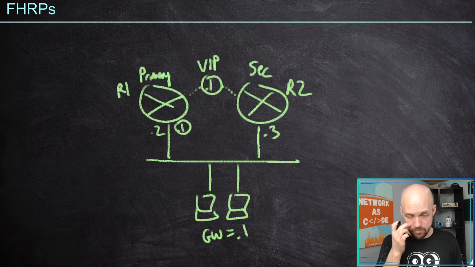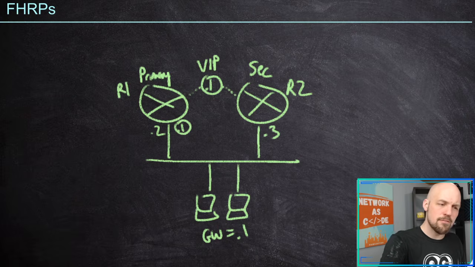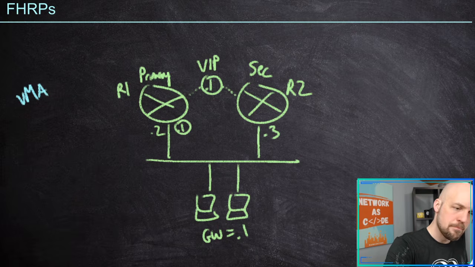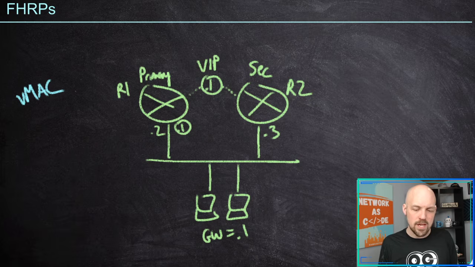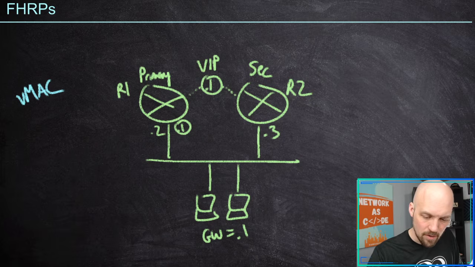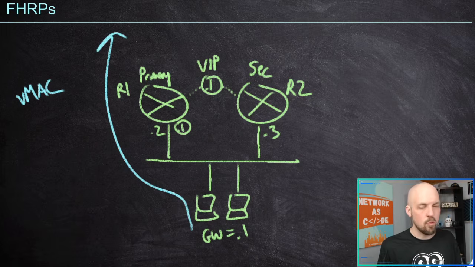Okay, so what's going on behind the scenes? There's a concept of a virtual MAC address at play here. We've mentioned the virtual IP. That's a little easy to understand. It's an IP address that's being shared. But how do we get from these PCs out to wherever we're trying to go?